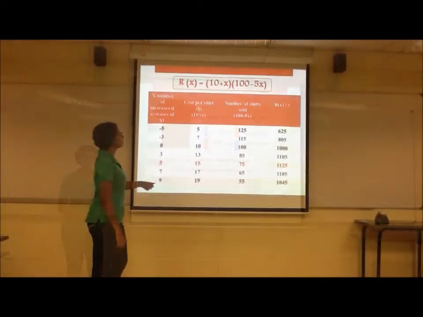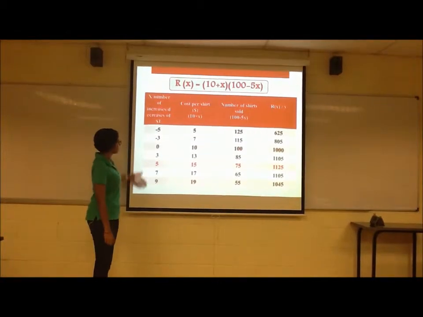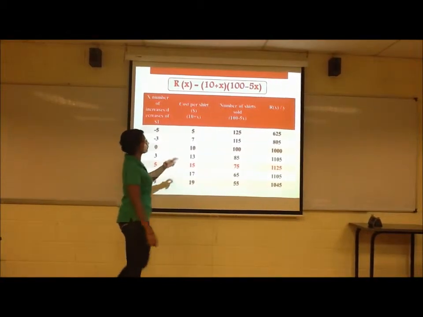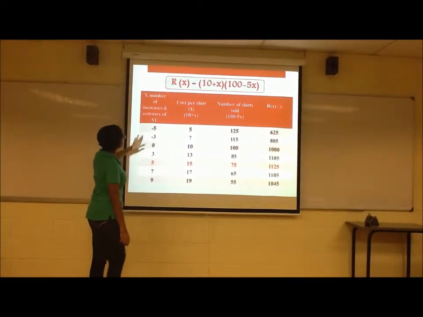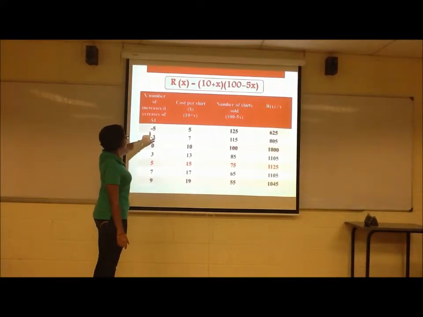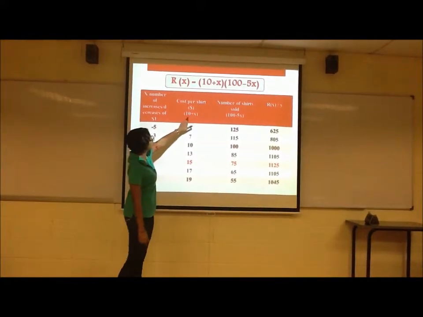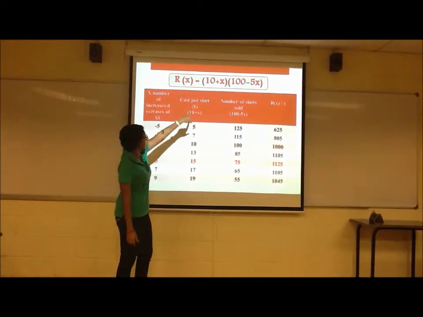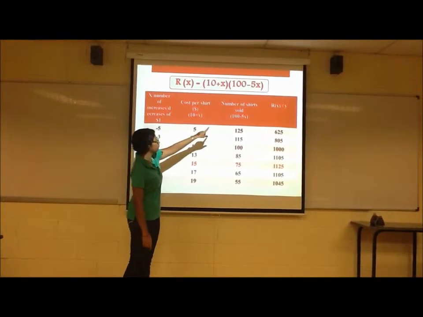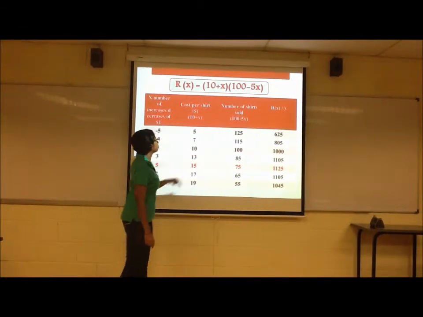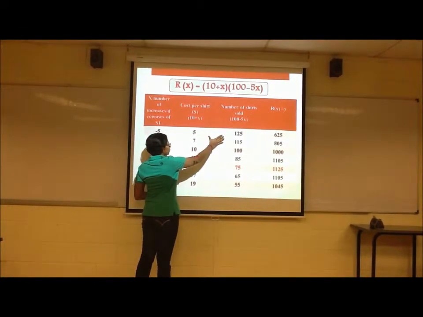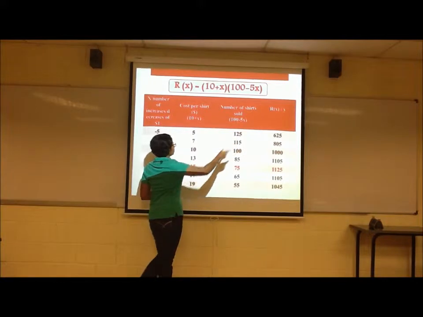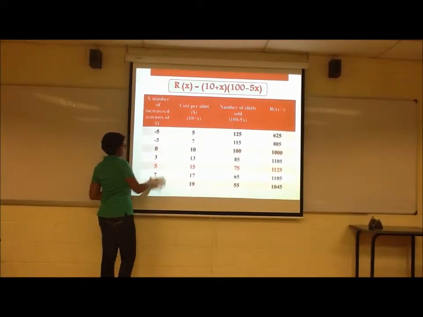So from the equation derived previously, we can now substitute various values of x into the equation to obtain the total revenue. So first, for example, substituting negative 5 into the equation, the cost per shirt, 10 plus negative 5, we get 5, and substituting negative 5 into the number of shirts sold, 100 minus 5x, we get 125. We then multiply these both values to obtain the total revenue. This method is done for the rest of the values.